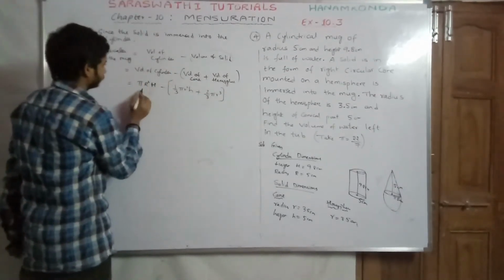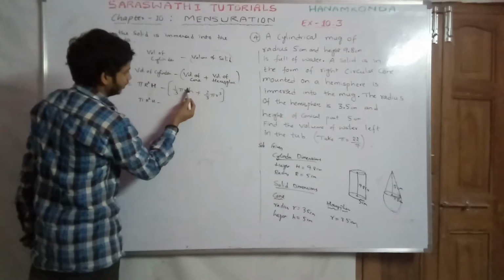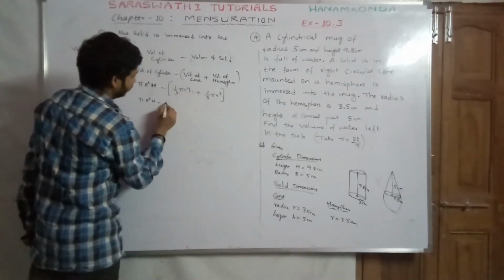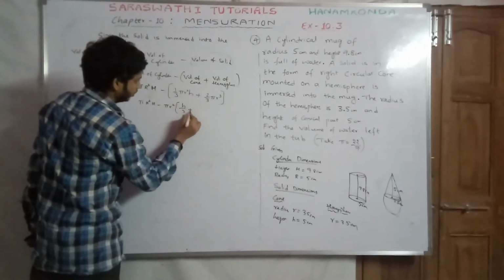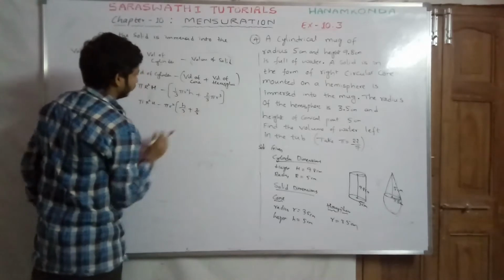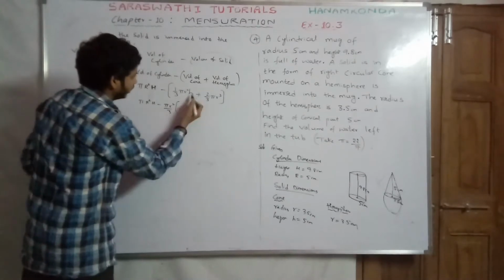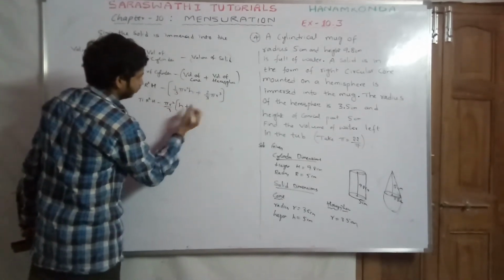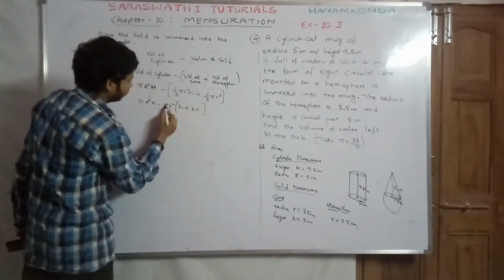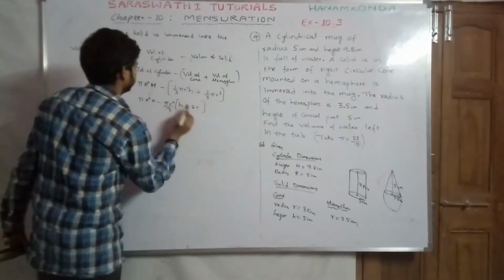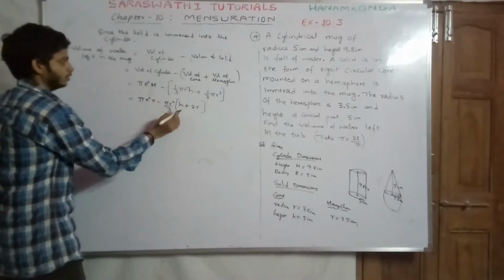Now, pi R square H minus, we can take pi r square by 3 as common. Then h remains, plus 2 into r, since 2 pi r cube by 3 gives 2r. So here h plus 2r remains. So pi R square H minus pi r square by 3 into (h plus 2r).